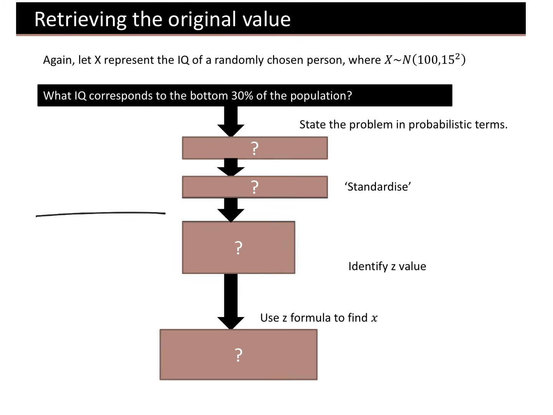Okay, what IQ corresponds to the bottom 30% of the population? Step 1, draw your graph. So we know this is the probability of X being less than x of 0.3, which is the same as the probability of Z being less than z of 0.3. Now, if you know that halfway is 0.5, roughly 0.3 is here.